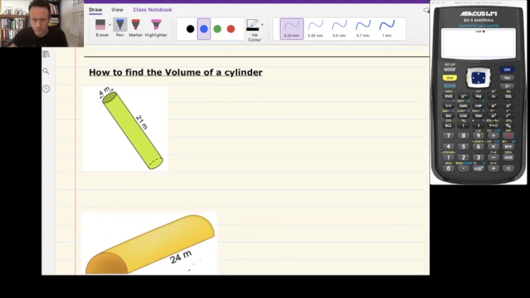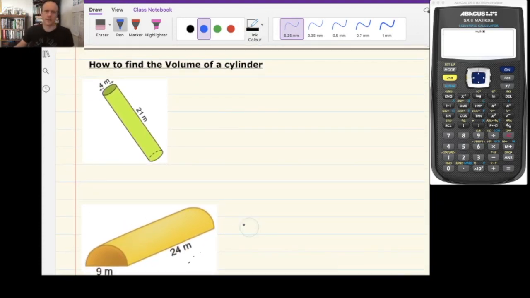Good afternoon, everybody. Today we're looking at how to find the volume of cylinders, continuing our merry way down the road of measurement. And this one, some parts of it look a bit tough maybe, but I think it comes across pretty easy.